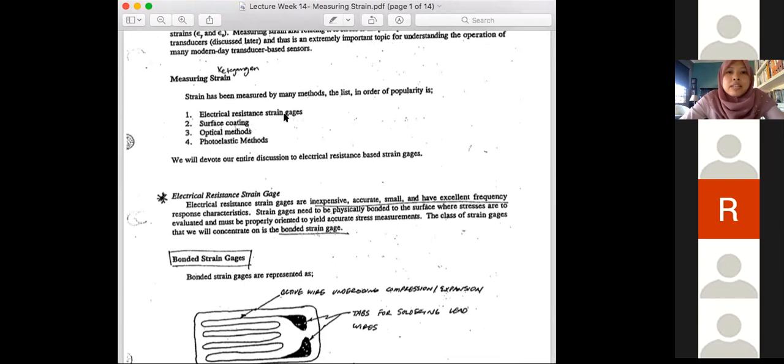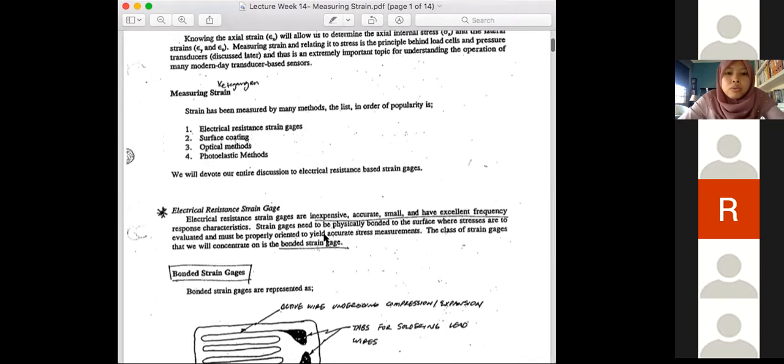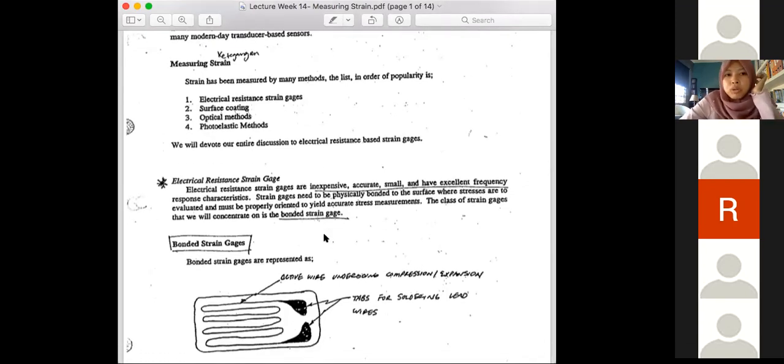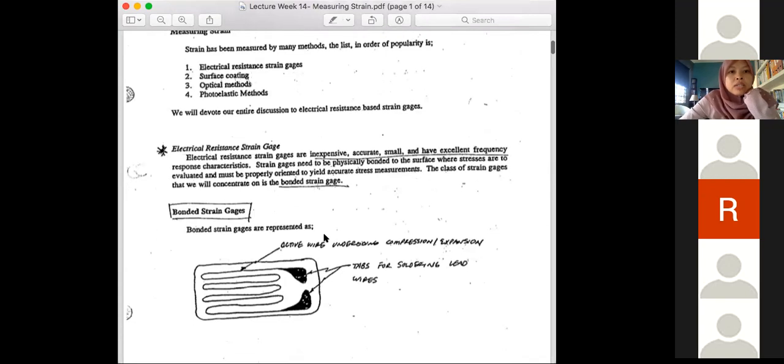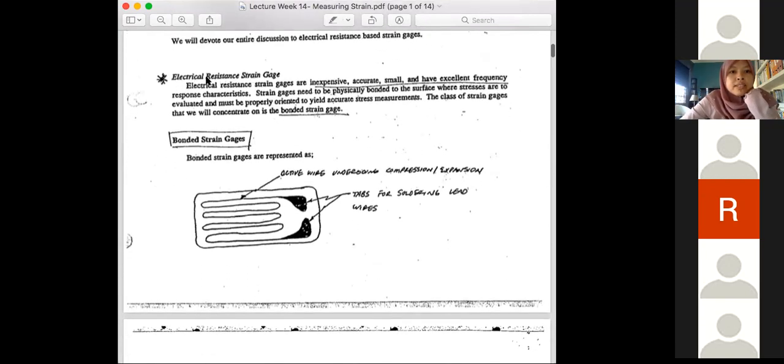electrical resistance strain gauges. Okay, there are many methods untuk kita mengukur regangan. Antaranya yang pertama, electrical resistance strain gauge, surface coating, optical methods and photoelastic methods. Tapi dalam kelas ni kita hanya fokuskan kepada electrical resistance strain gauges, and when we go through all the lecture notes, you will see how it relates to what we have learned in your class before on electrical sensing. Contoh, you have learned how to do Wheatstone bridge kan. Okay, so the topic will continue on the electrical resistance strain gauge.